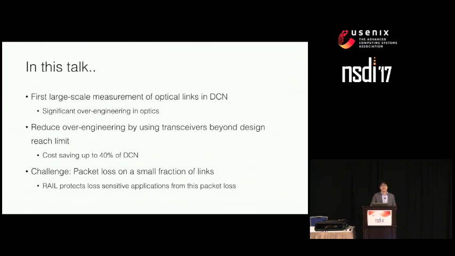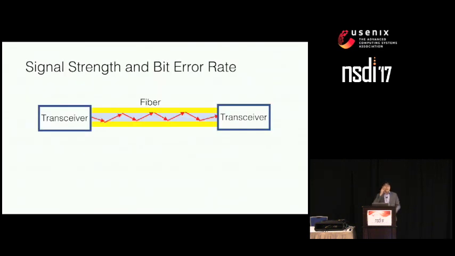The challenge with this kind of approach is that we will see a small fraction of links have packet errors due to unreliable transmission. We designed and implemented a software system called RAIL, redundant array of inexpensive links, that can protect loss-sensitive applications from this packet loss. Before getting into the details of our measurement study, let me give you some background on optical networking.